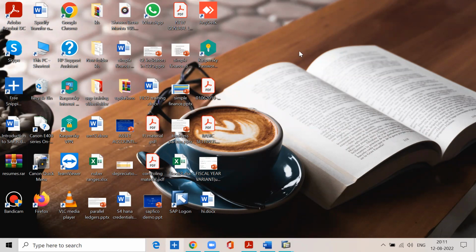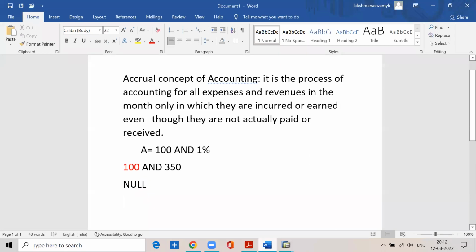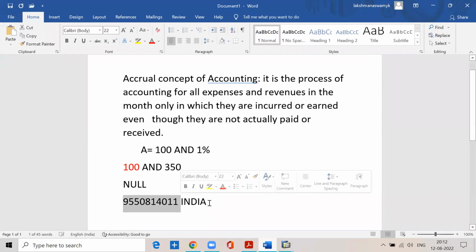And one more thing, just a minute. Saujanya. Yeah, hi, sir. Can you hear me? Yeah. Do one thing. This is my mobile number. Just ping me on WhatsApp, right? 955-011, India. This is my WhatsApp number. Please ping me on WhatsApp. Okay. Please write down this number: 95508-14011.